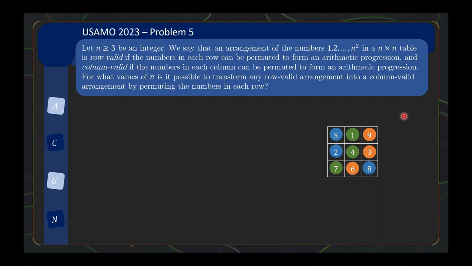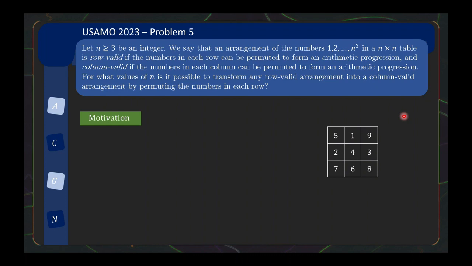Essentially, to transform from row valid to column valid, you want to be able to select one number from each row so that you get an AP, and then you want to be able to do this in a way that partitions your n by n table into n APs of length n. Something that looks like this diagram over here. Now, let's talk a bit about how we might motivate the solution.